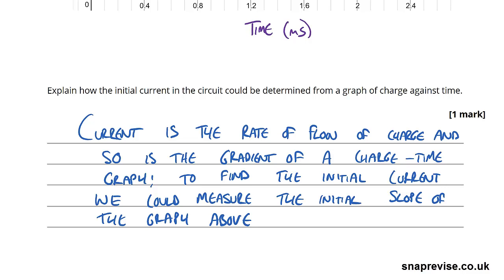We see that current is the rate of flow of charge, and so is the gradient of a charge time graph. To find the initial current, we could measure the initial slope of the graph above.